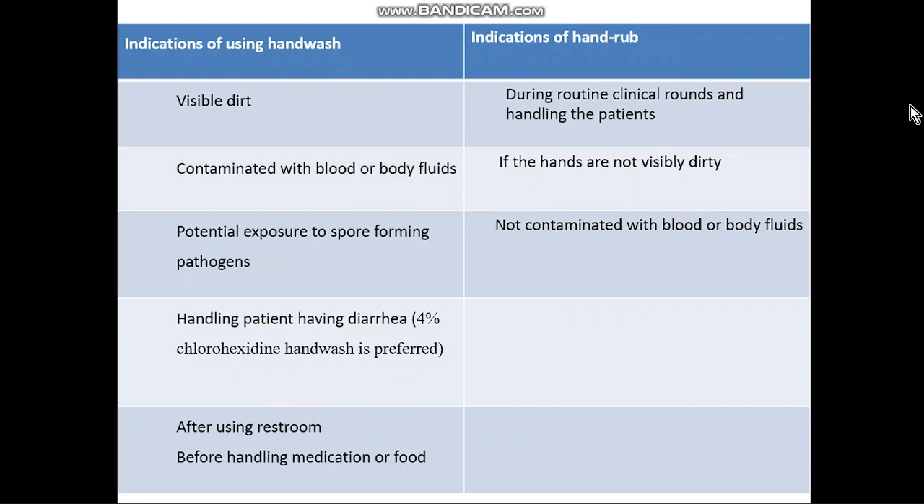And now we'll talk about indications of hand rub. The indications of hand rub are during routine clinical rounds and handling the patients. If the hands are not visibly dirty and if they are not contaminated with blood or body fluids, we go for hand rub.